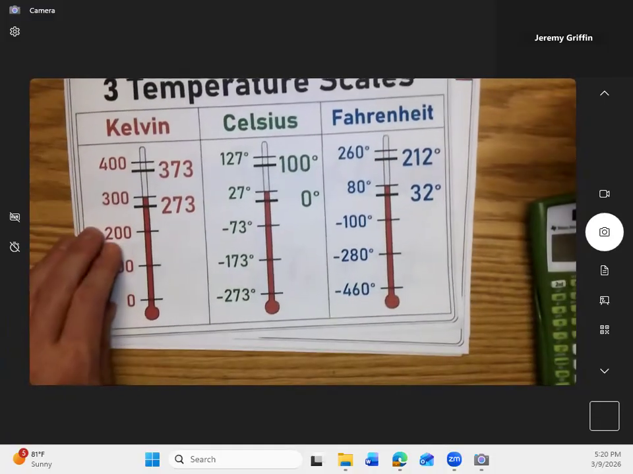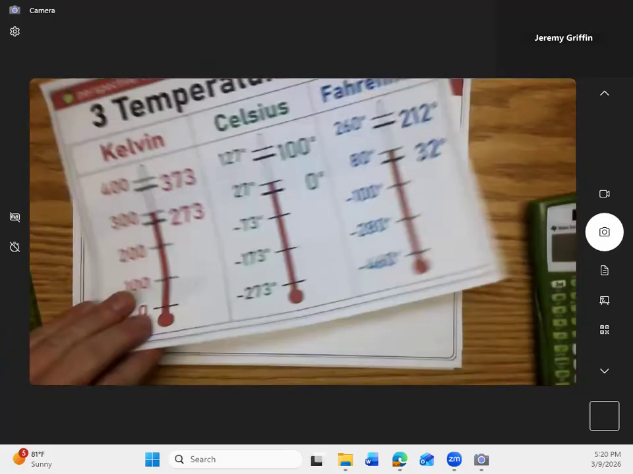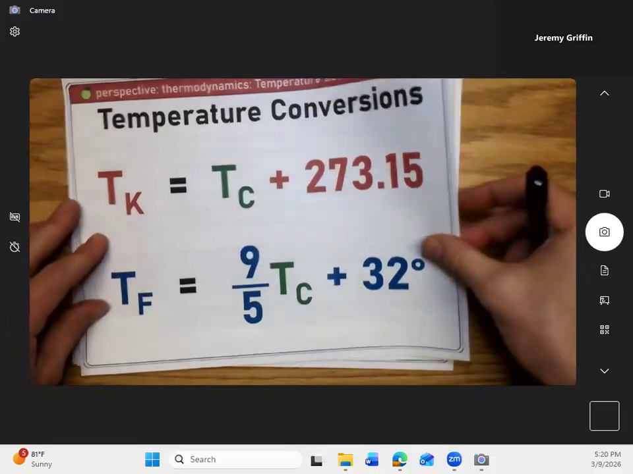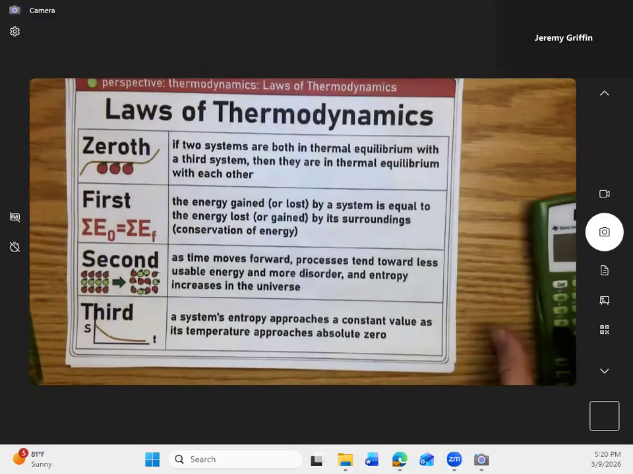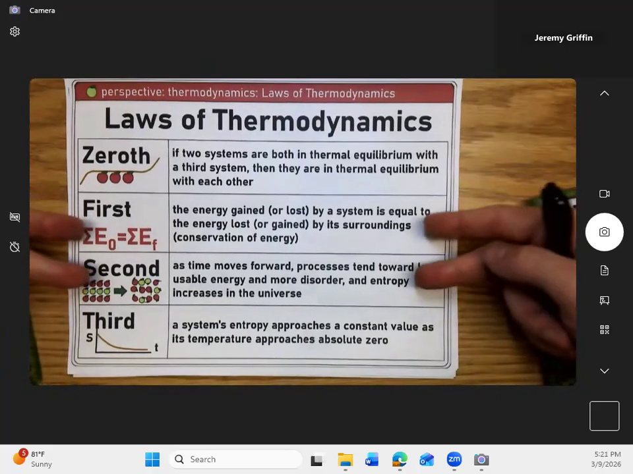Okay, so the absolute temperature scale is useful to the ideal gas law. Okay, we got that. We got these temperature conversion formulas. Okay, we applied this. All right, laws of thermo. Okay, so we went over these on Friday. So quick recap here. I'm going to focus on these.